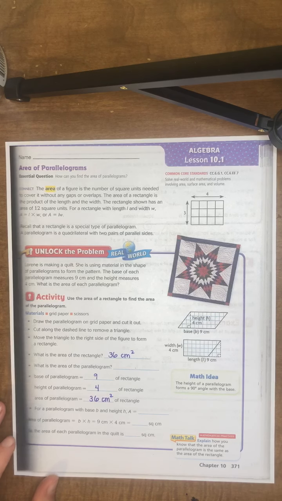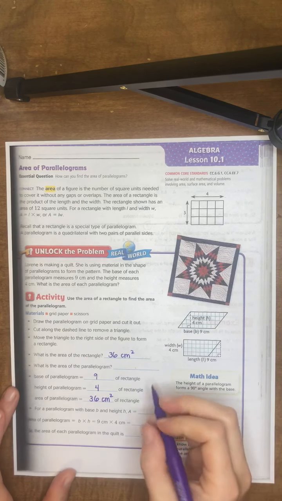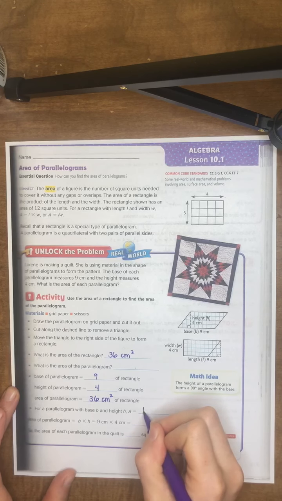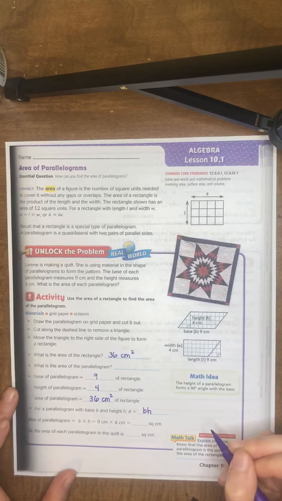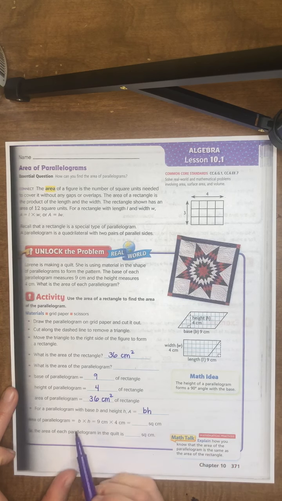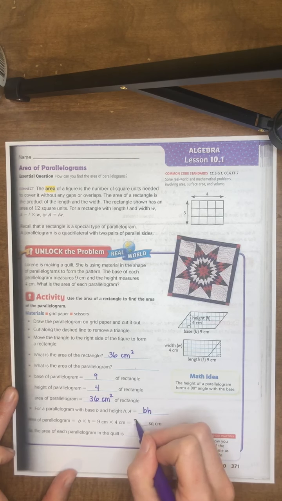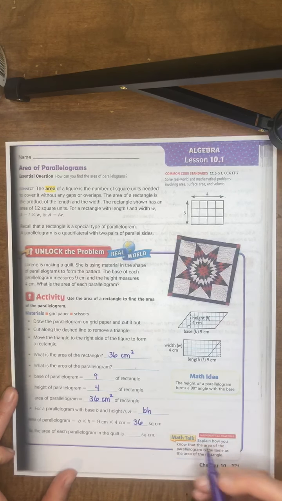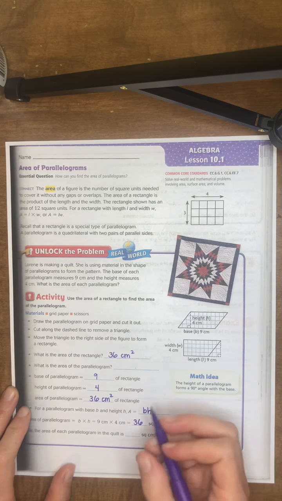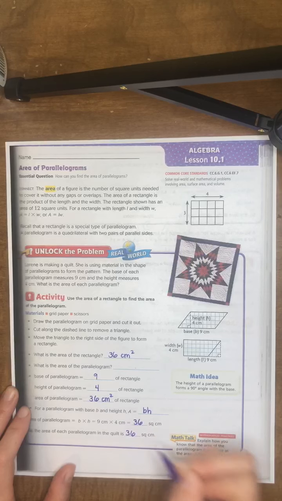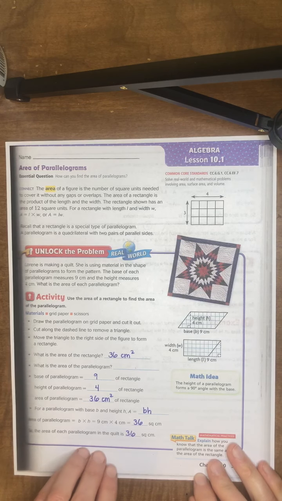For a parallelogram with a base b and a height h, area equals base times height. Area of a parallelogram equals base times height, which equals 9 times 4 in this particular case, so therefore it'd be 36 square centimeters. The area of each parallelogram in the quilt is therefore 36 square centimeters.